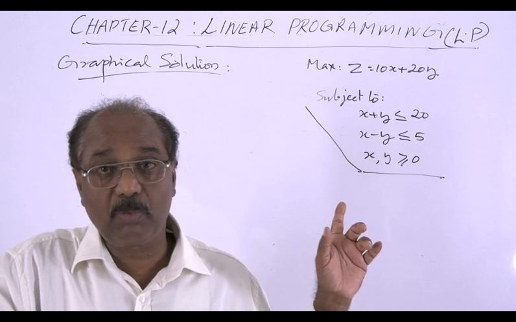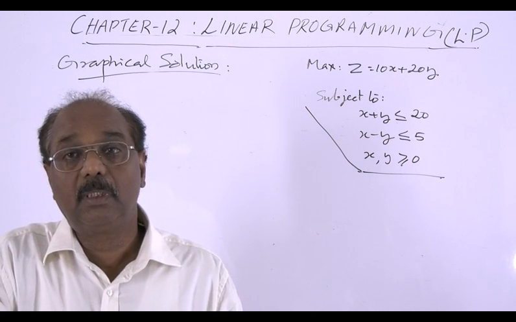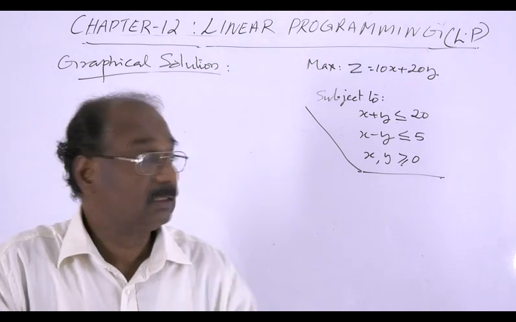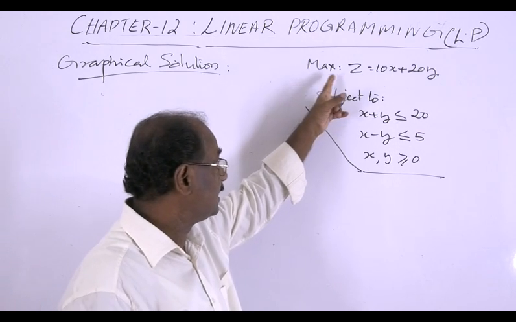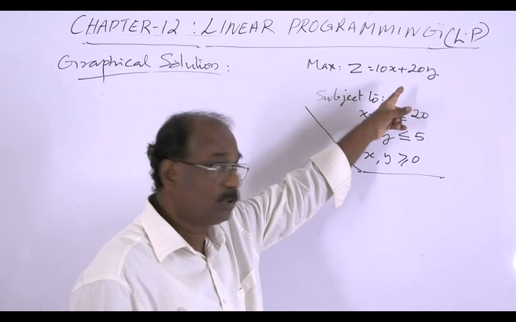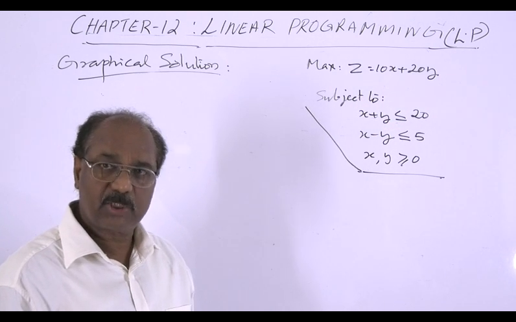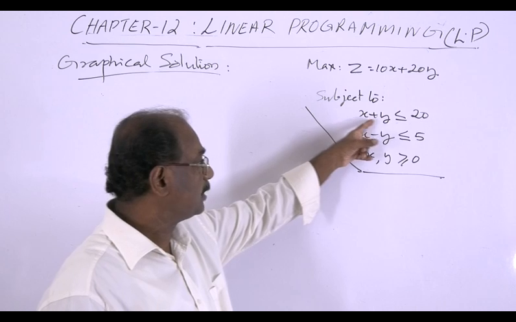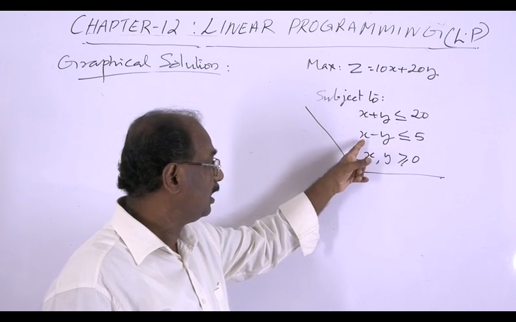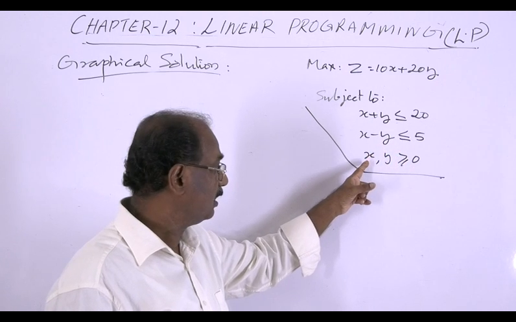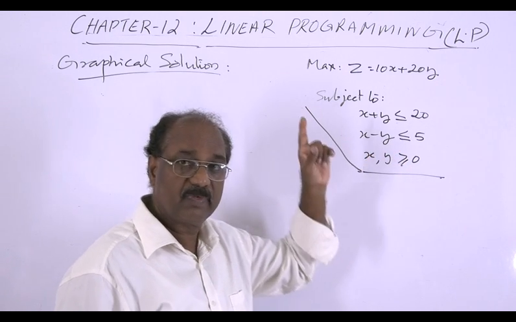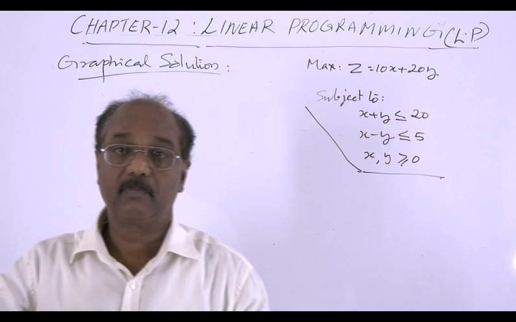So consider this example problem. Suppose we want to solve it. The problem is this: maximize z equal to 10x plus 20y subject to the constraints x plus y less than or equal to 20, x minus y less than or equal to 5, x greater than or equal to 0, y greater than or equal to 0.